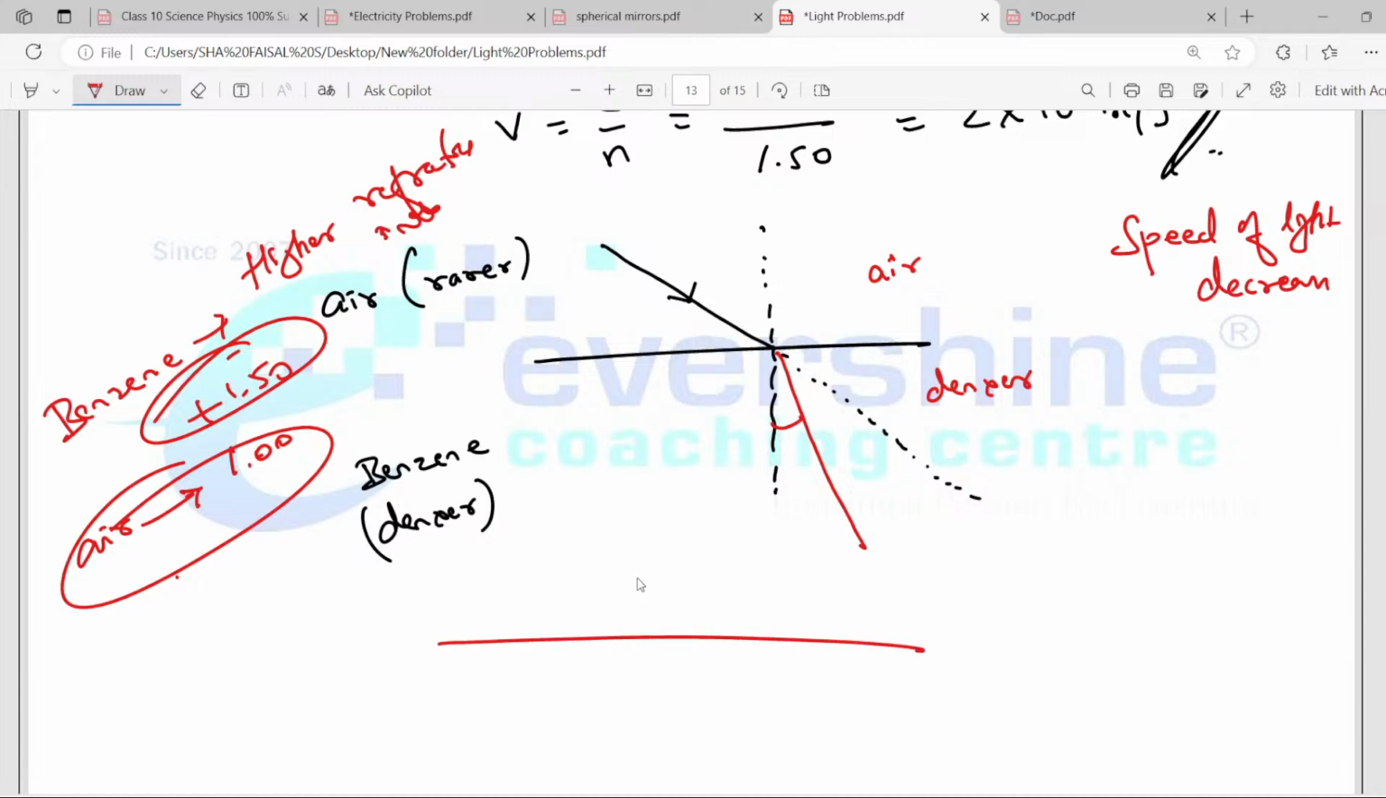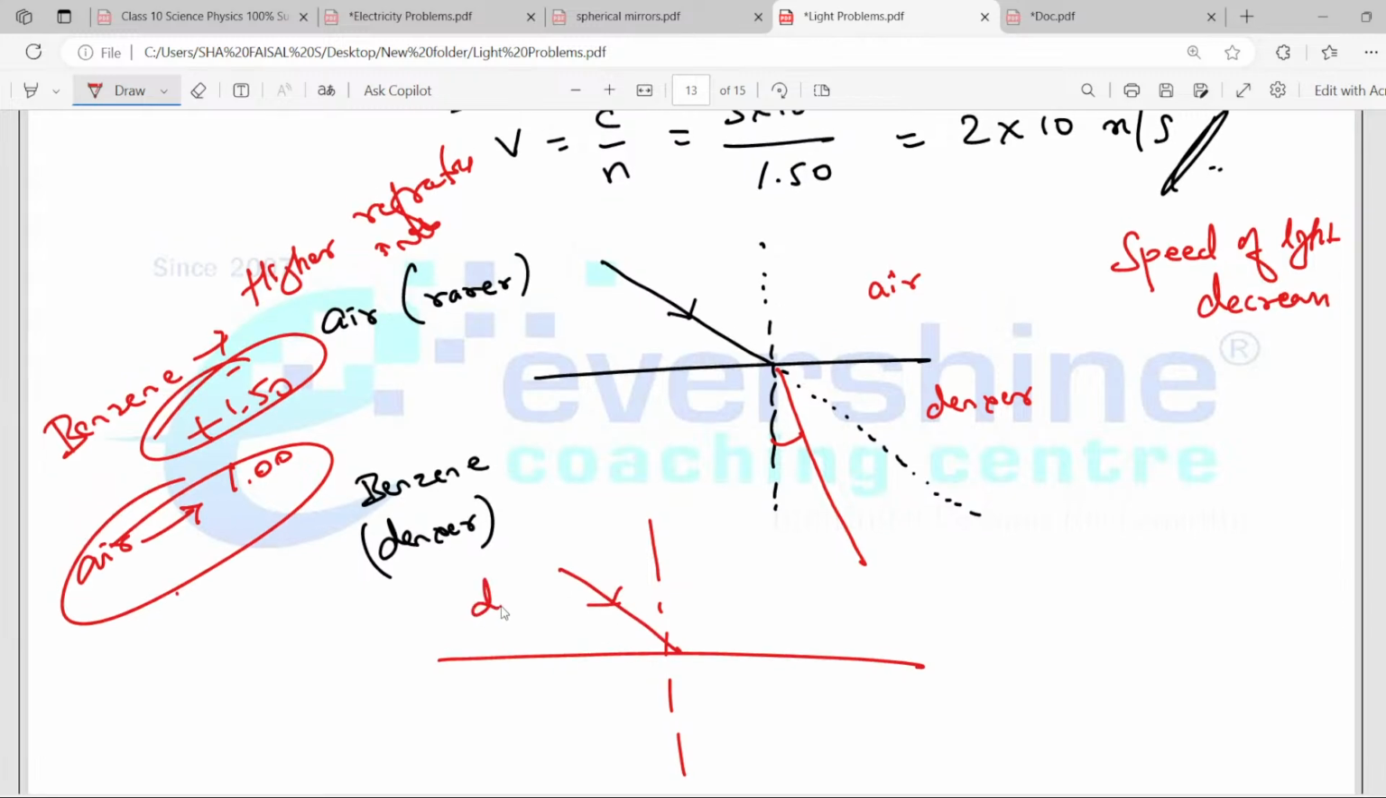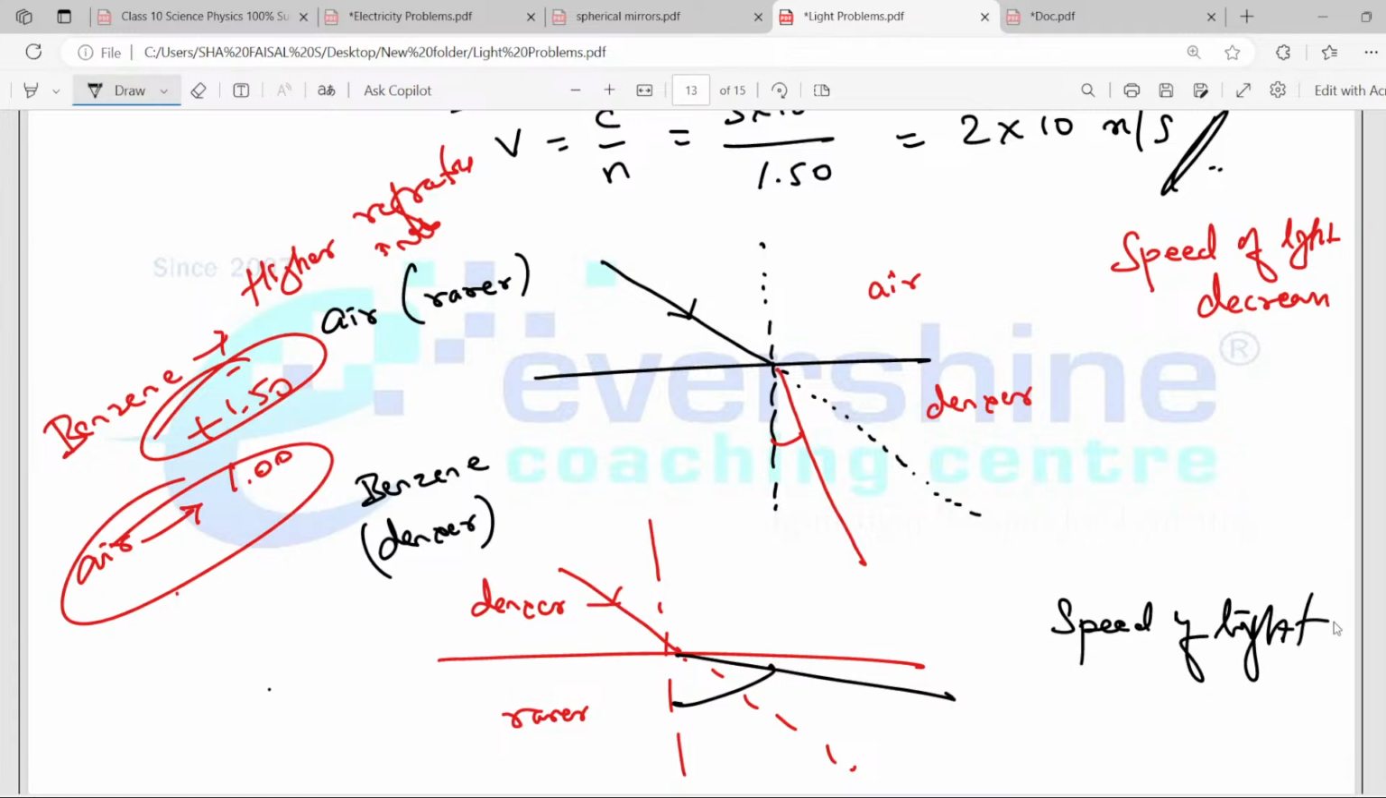Similarly, if the light is moving from denser medium to a rarer medium, then the light moves away from the normal because speed of light increases. Speed of light increases. ठीक है? समझे? Understood? Yeah.